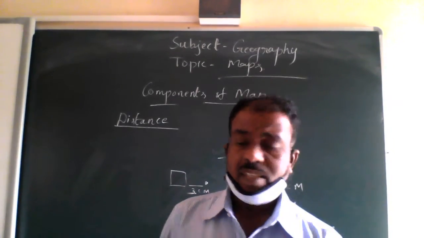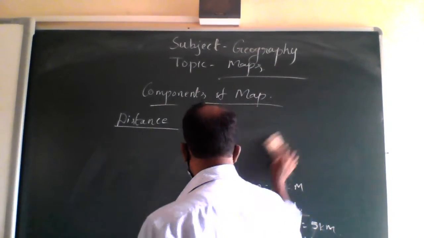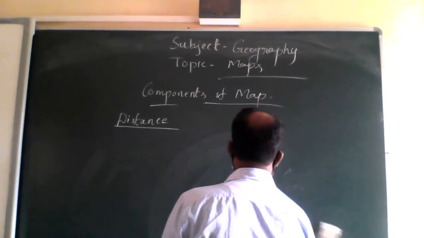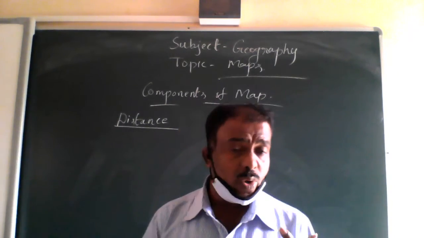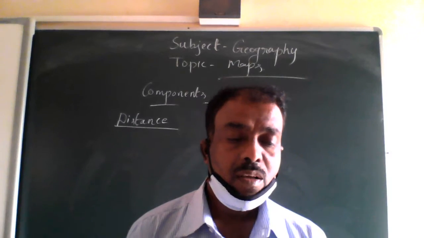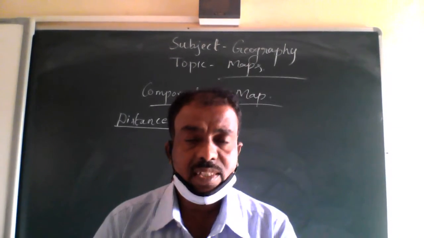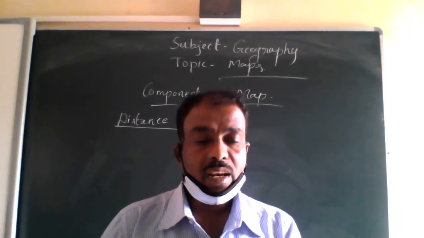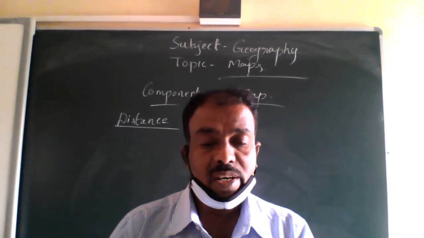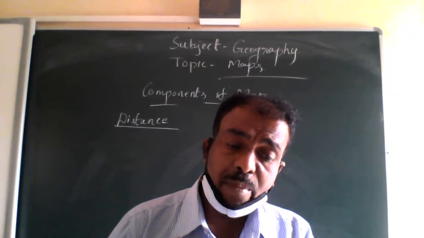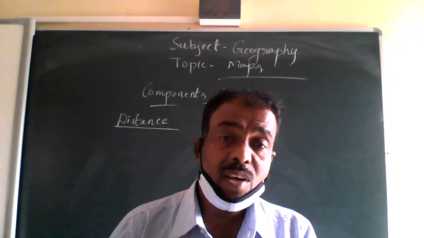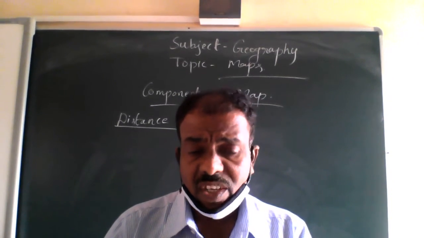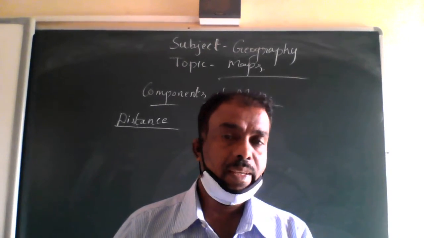See, dear students, here we are again observing there are two categories. So when large areas like continents or countries are to be shown on a map on a piece of paper, then we use a small scale.